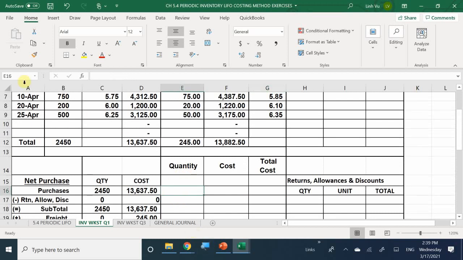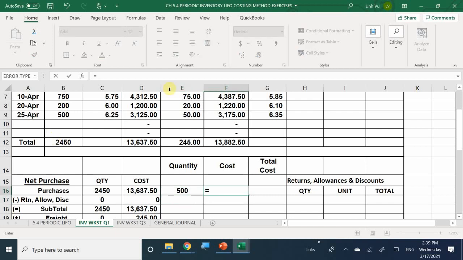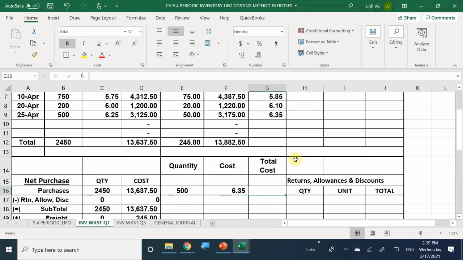500? 500, right? Are we taking all of it or some of it? All of it. So in this case, I'm just going to cell reference so you know where these numbers come from. I'm taking it from the bottom. Since I'm getting rid of all of it, it should be equal to this, all right?